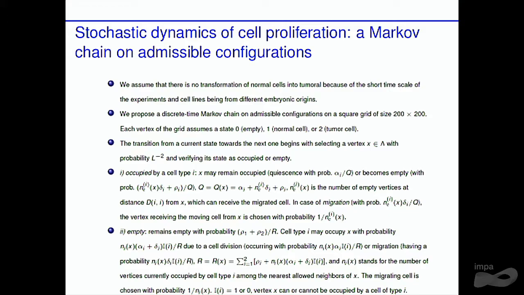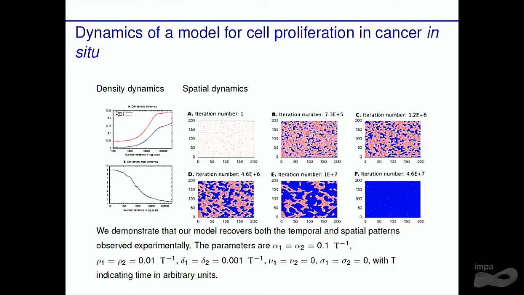And now we just run our simulations. The simulation is that we start with an initial condition. We have 9 normal cells per tumor cell. We mix them, trying to get a configuration that is as homogeneous as possible, and we wait for our simulation to go.